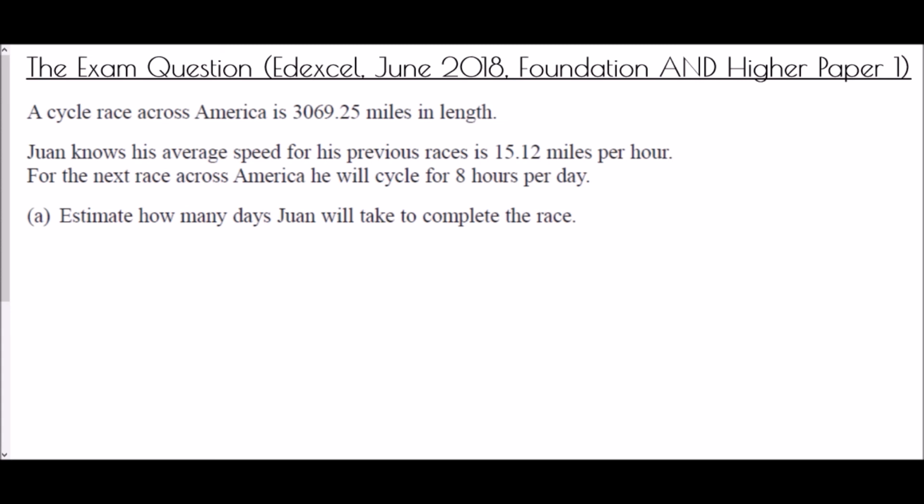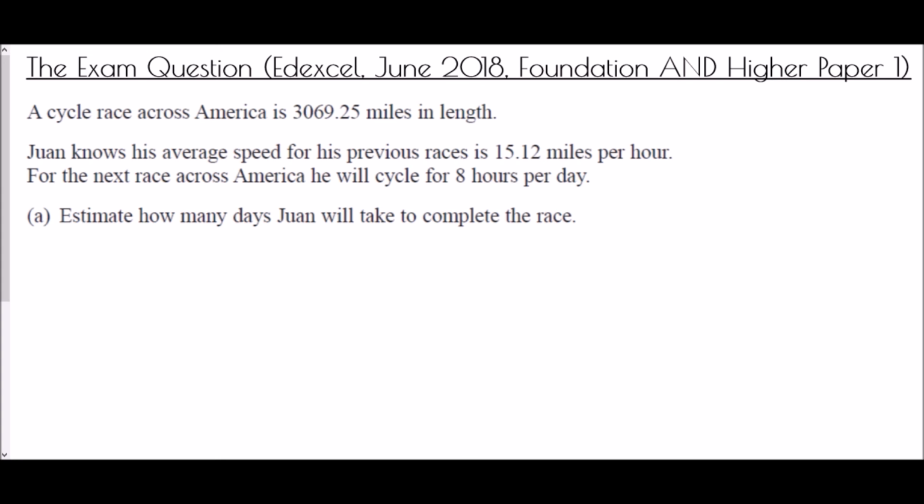And we're going to end with the exam question. It came from the Edexcel paper in June 2018 and it was on both the foundation and higher paper 1. And it said, a cycle race across America is 3,069.25 miles in length. Juan knows his average speed for his previous races is 15.12 miles per hour. For the next race across America, he will cycle for 8 hours per day. Estimate how many days Juan will take to complete the race.